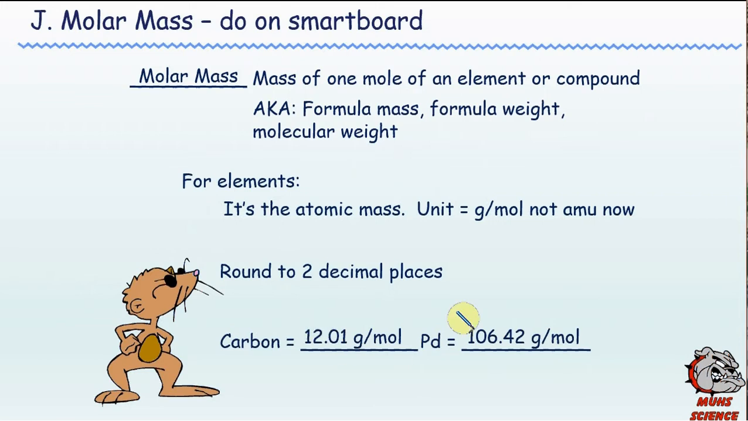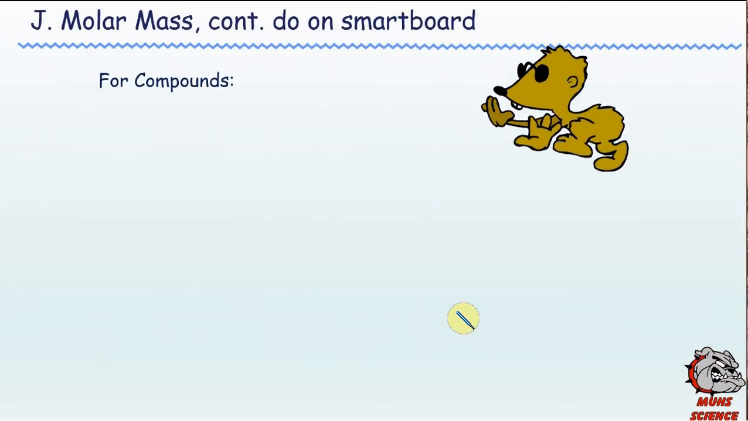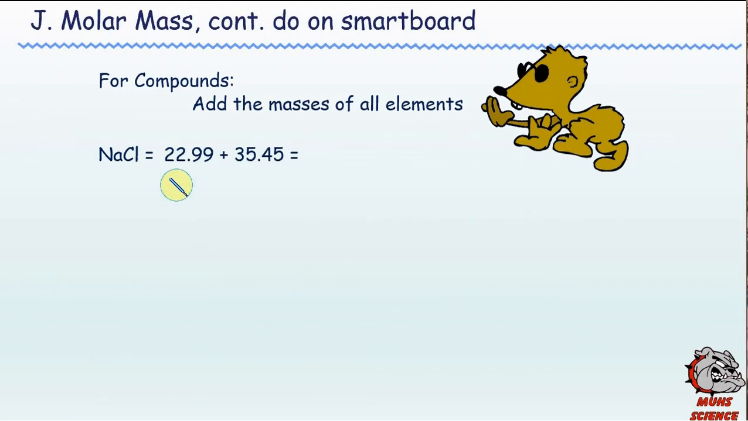Compounds is a little bit more involved. So for compounds, what you're going to have to do is add up all the masses of the elements. So we start off with something simple, like sodium chloride. Look up the mass of sodium. There's 1 of them. Look up the mass of chlorine. There's 1 of those, and you simply add them together. 22.99 is sodium's mass, 35.45 is chlorine's mass. You add them up, 58.44 grams for every mole.